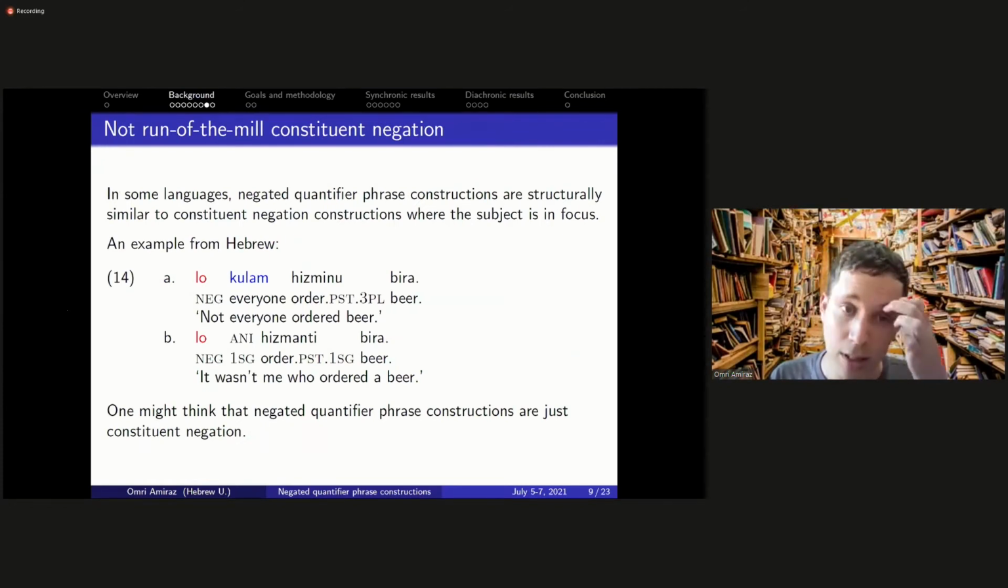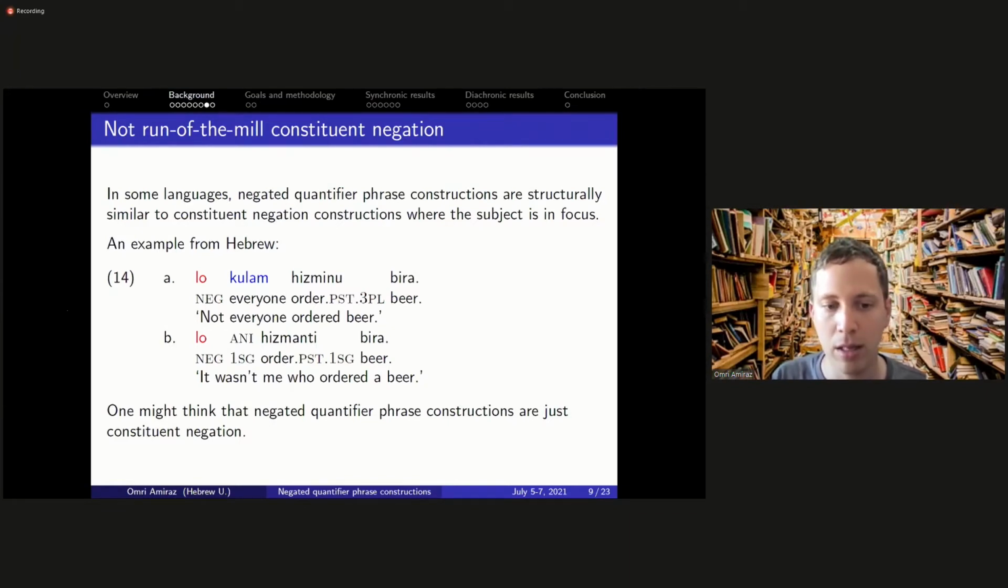In some languages, negated quantifier phrase constructions are structurally similar to constituent negation constructions where the subject is in focus. So for example, in Hebrew, I can say "not everyone ordered beer," which is a negated quantifier phrase construction. And I can also use a similar word order when the subject is a personal pronoun. "Not me ordered beer," in the sense that it wasn't me who ordered beer. And the subject has to be in focus in this case.